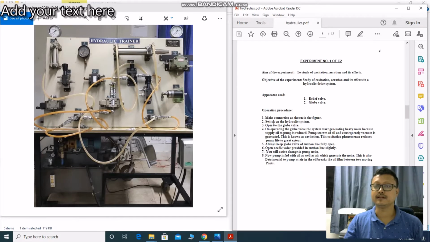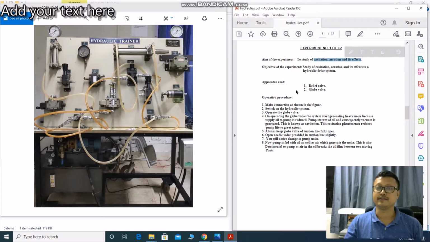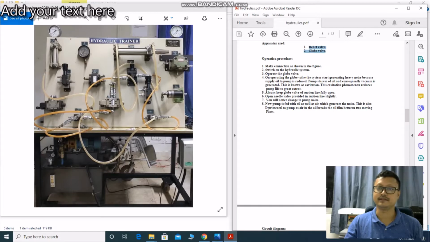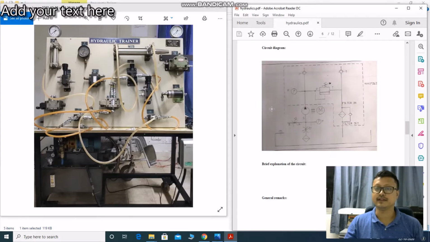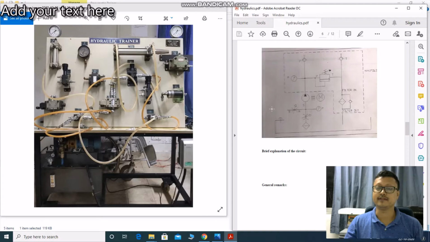In our experiment number 1, we are going to study cavitation and its effect. We are going to use a relief valve and a globe valve here, and this is the operation procedure. Here is the circuit diagram of our equipment.